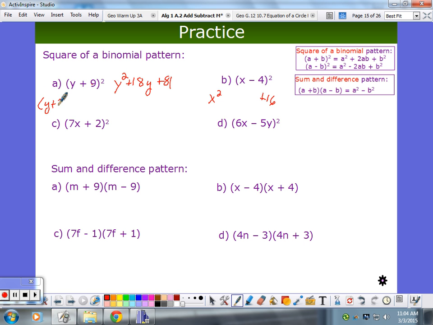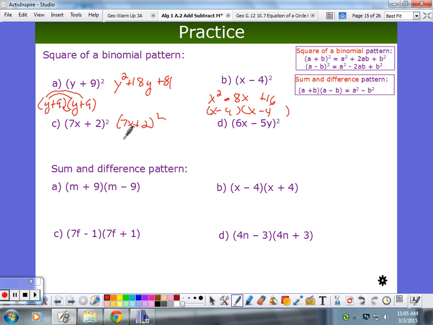And again, if you're not seeing the pattern, multiply this out. Expand out. There's your y squared. You have a 9y plus a 9y. There's your 18y. 9 times 9 is 81. Okay, negative 4 times x is negative 4x times 2. Negative 8x. That's if you're using the pattern. If not, do the expansion. There's your x squared. Minus 4x minus 4x. That's your minus 8x. Minus 4 times minus 4 is 16. So if you don't have this pattern, don't worry about it. Expand them out. Always expand them out.